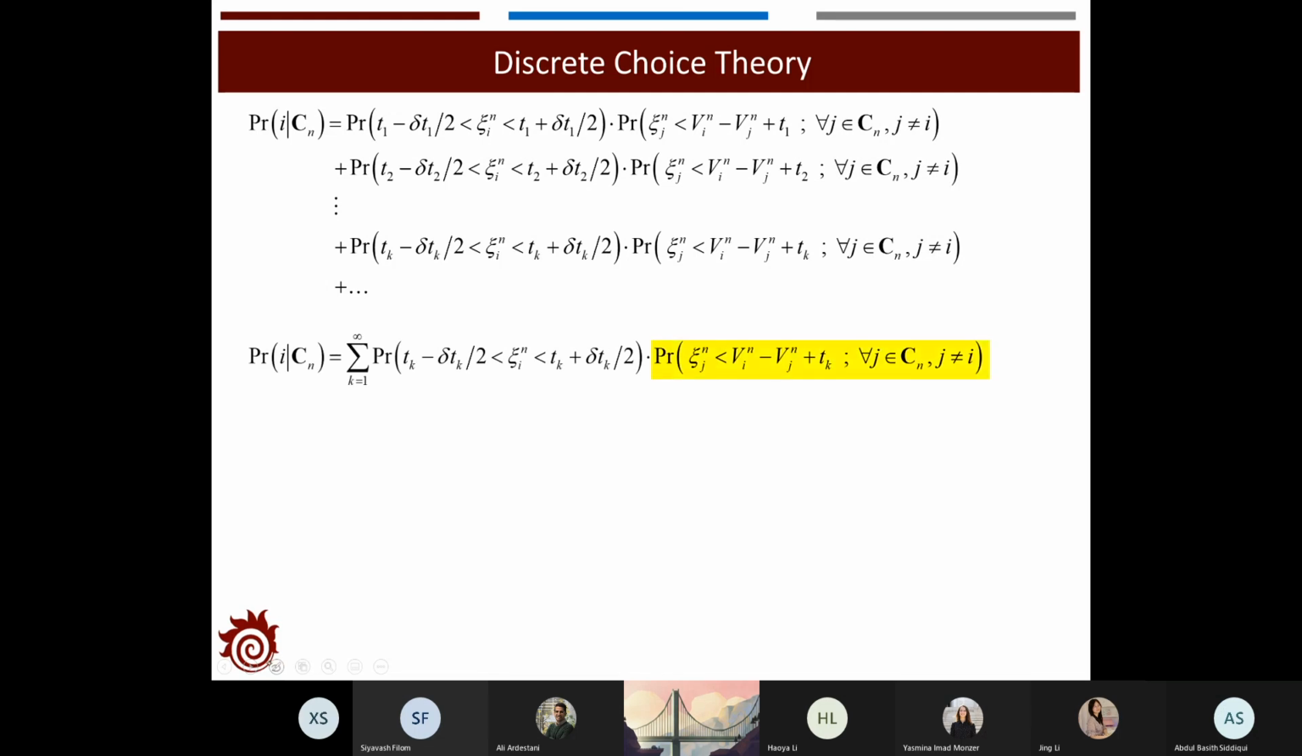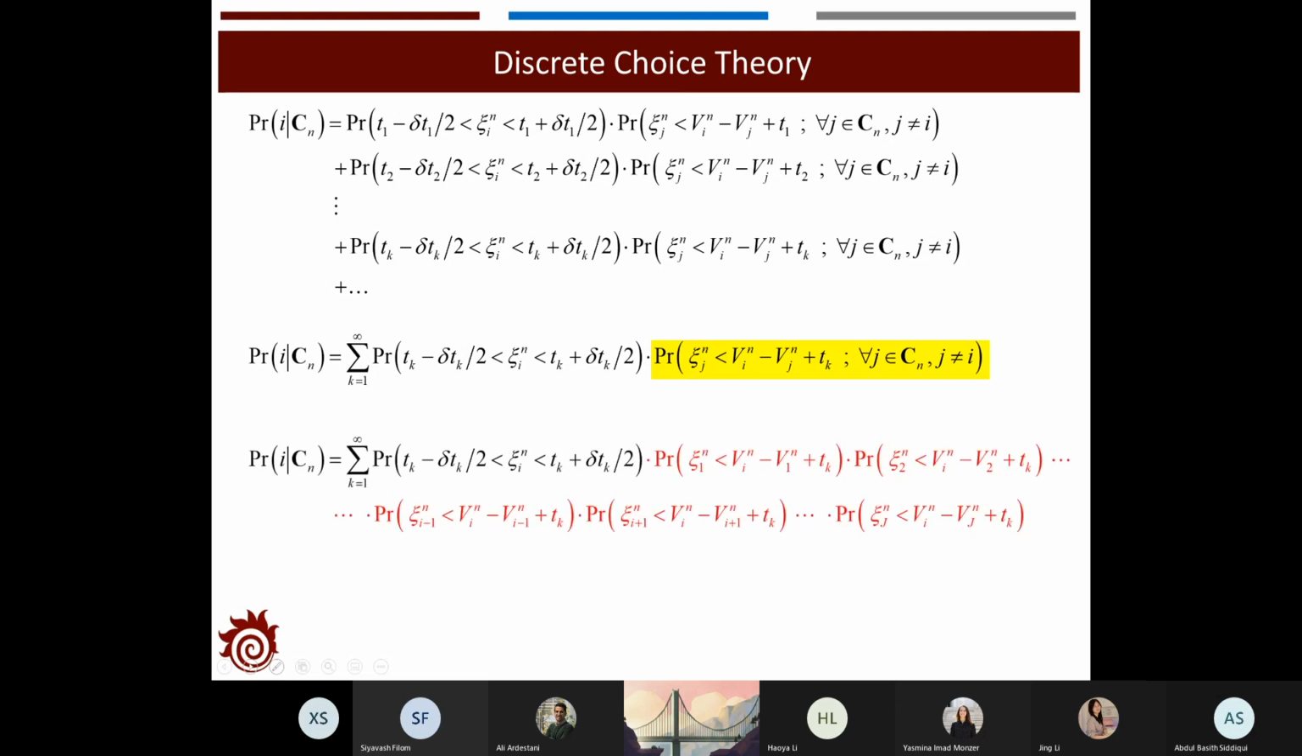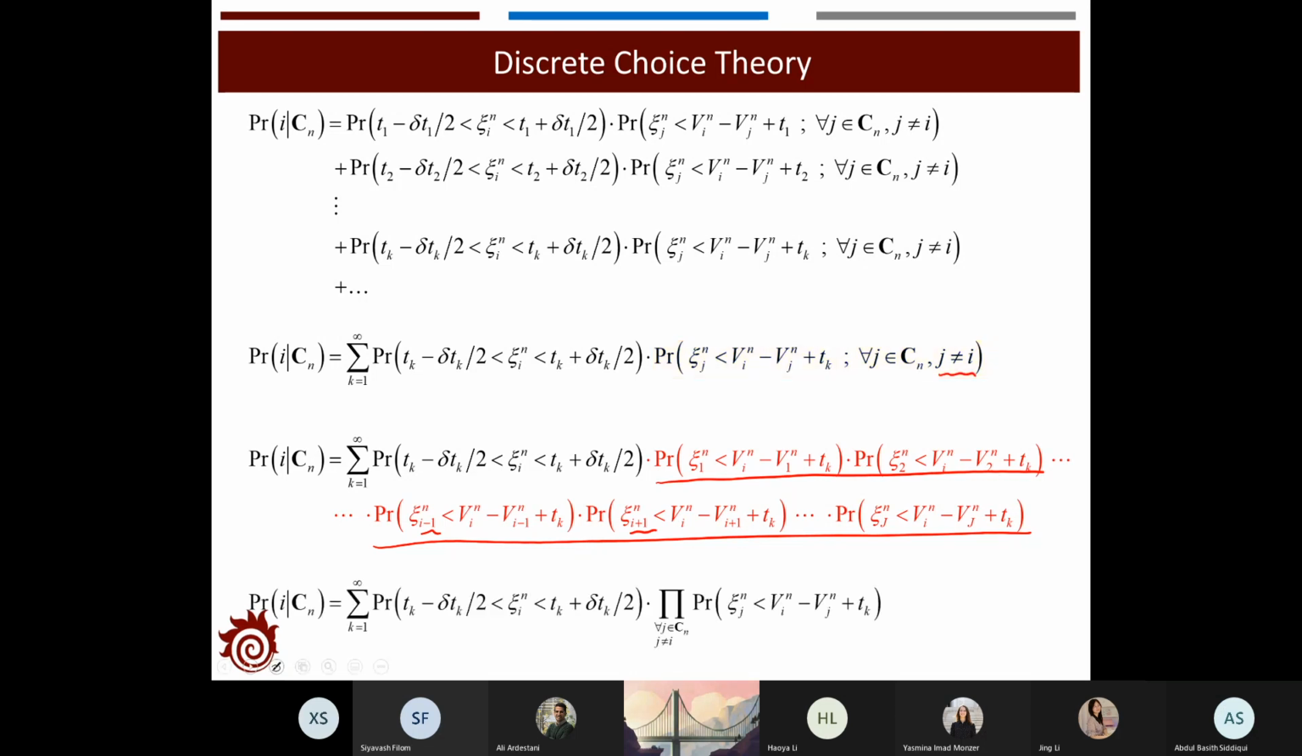So I'm going to try to skip the process about that one. It's quite complicated. It's just some fundamental definitions of the probability. You can see how they're expanded, except the component about I is missing because j should not be equal to i. To simplify this, you can apply the product sign for the probability of the epsilon j being less than that value, less than vi minus vj plus tk for each cell.